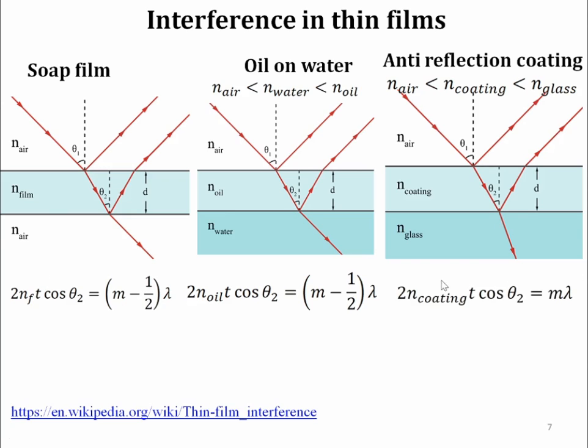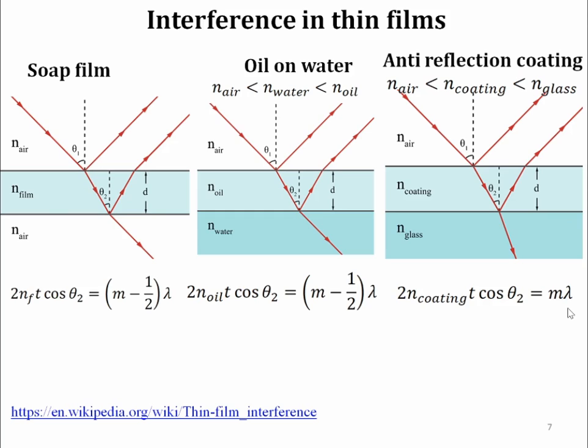I mean, this one is the optical path difference, correct? So 2 into n coating into t cos of theta 2. Now these two phase changes do cancel each other. So if this suffers a phase change of pi by 2, this also suffers a phase change of pi by 2. So both can be cancelled, and that is why the condition for constructive interference in this case will be this one.